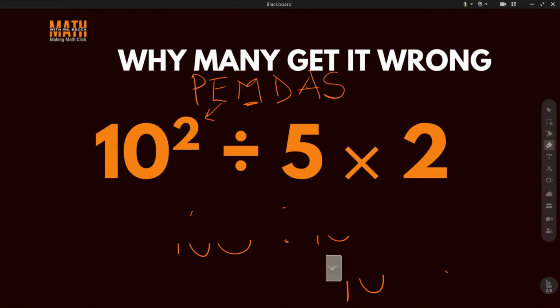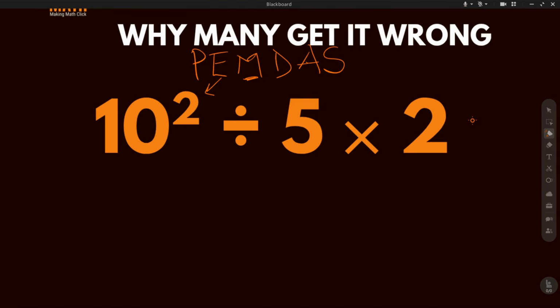Yes, we are to follow the PEMDAS rule, but while following the PEMDAS rule, you need to note that whenever you see multiplication and division, you solve from left to right. That is, whichever one appears first will be solved first. If division appears first, you divide before you multiply. If multiplication appears first, you multiply before you divide.